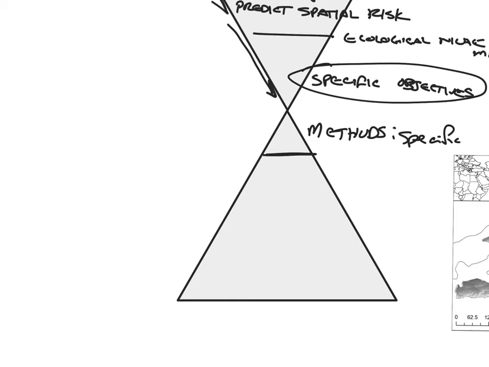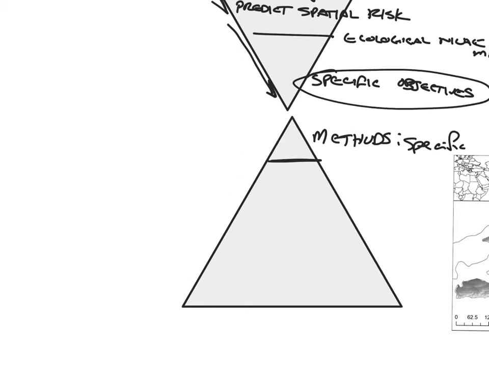So here we would describe our data source, or sources. So we had outbreak locations, and we had covariates describing the environment. Those are the two types of data needed for an ecological niche model.